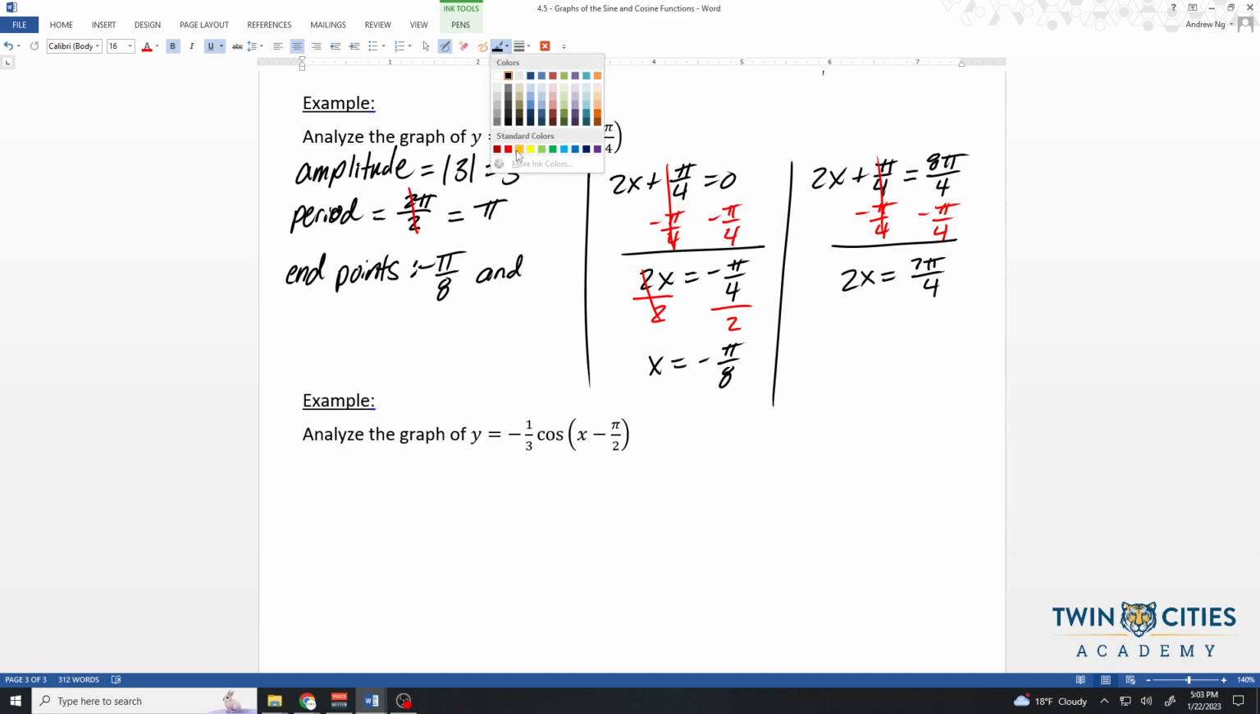And then dividing both sides by 2, x is equal to, same thing as last time, multiply this denominator 4 by what I'm dividing by, this 2, will be 7 pi over 8.